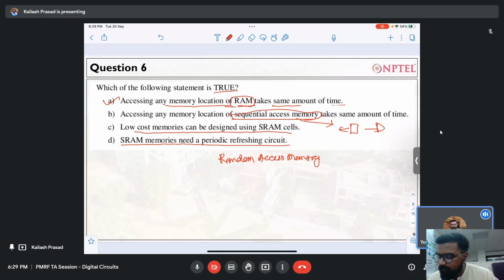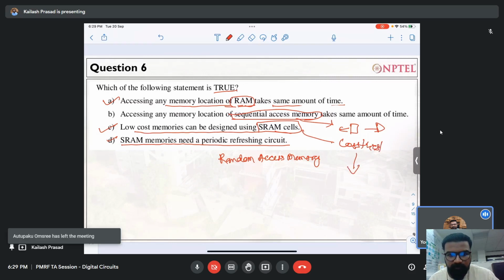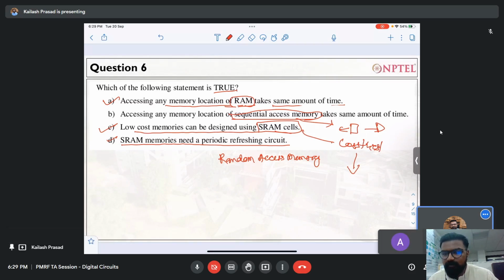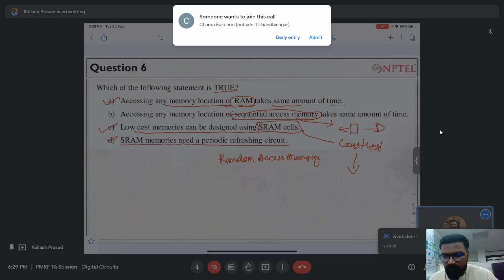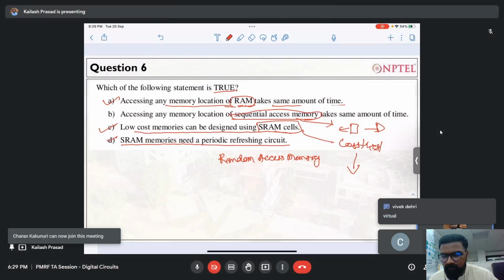Let me put some comments on the last two points. SRAM is one of the costliest memories we have. In your system, in your laptop or mobile, where does the SRAM sit? Anybody who knows the answer? Where do we have the SRAM memory? Anyone? Keyboard, sir. Keyboard? No, not keyboard. Anybody else?